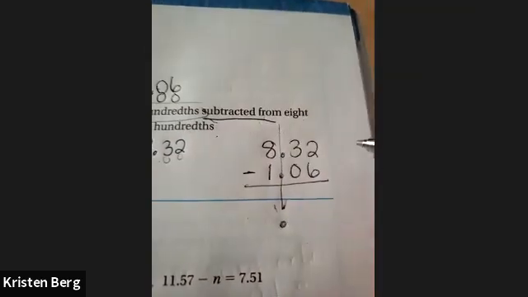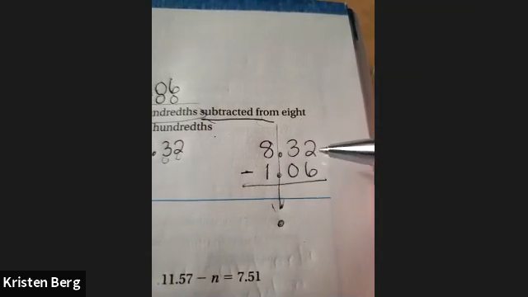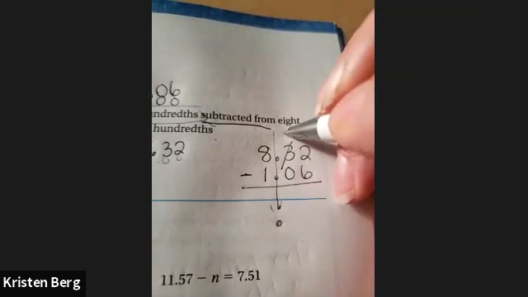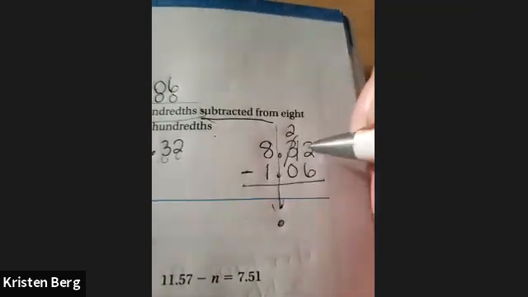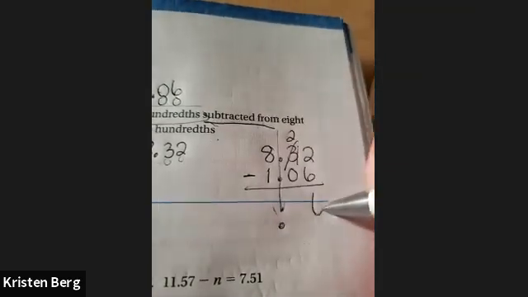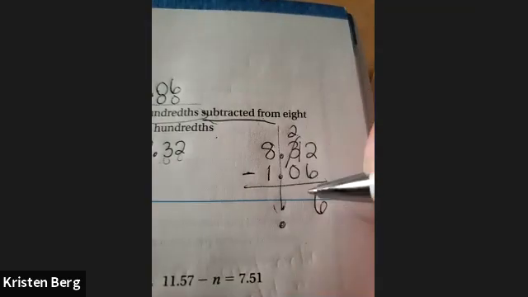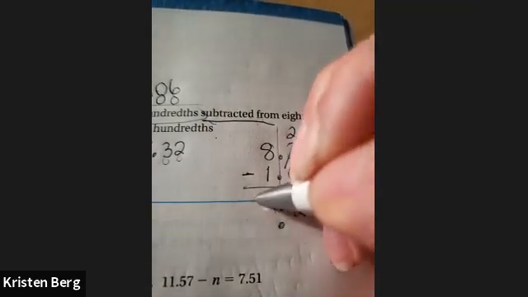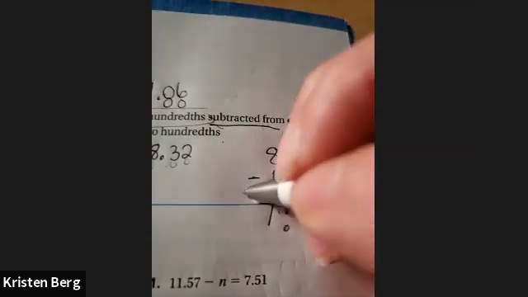So first bring down your decimal. Can I have 2 and take away 6? No, I cannot. So I have to come over and borrow. Then 12 minus 6 is 6. 2 minus 0 is 2. And then 8 minus 1 is 7. So therefore, my answer was 7 and 26 hundredths.